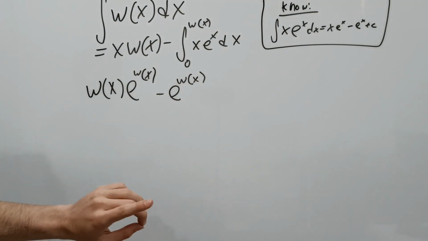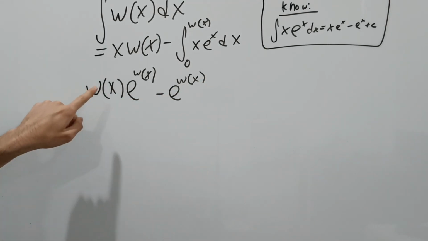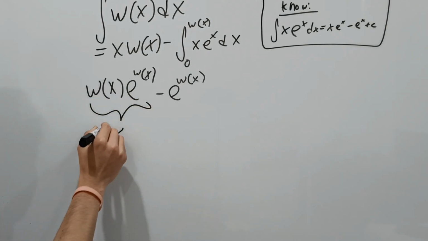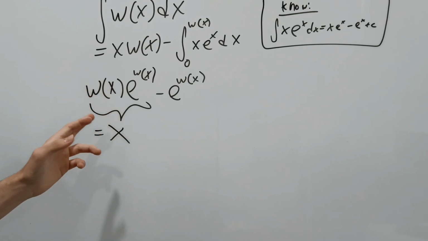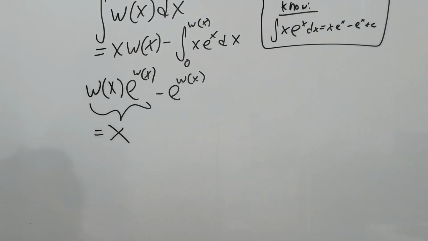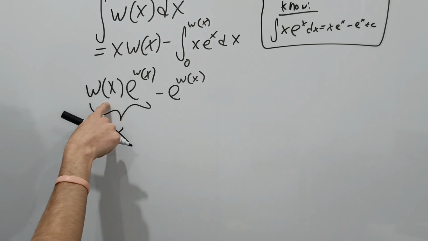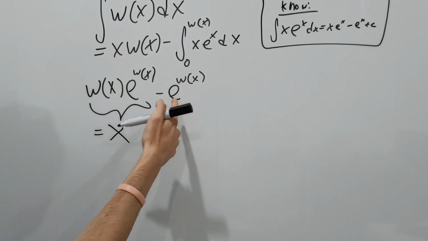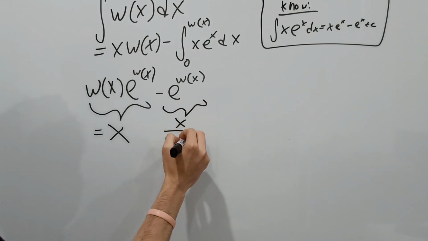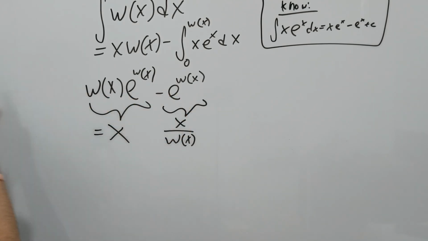This is what we get. But notice, w of x is the inverse of x e to the x. So w of x times e to the w of x actually just gives you, this whole part just gives you x. Because w of x is by definition the number that when multiplied by e to the power of itself gives you x. And now this part is actually really similar to this part, it just doesn't have the w at the beginning. So if this part is equal to x, this part is just equal to x divided by w of x. Because all we've done to get from this to that is just get rid of this w.